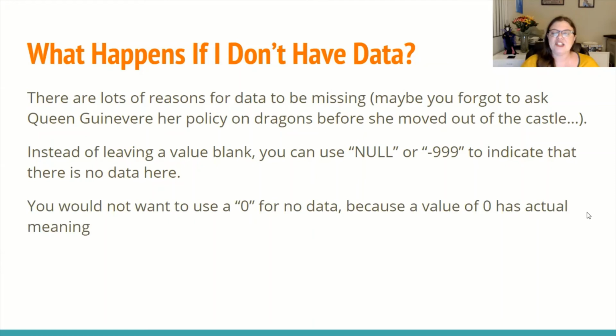But 0 actually has meaning, right? So for example, if the question is number of bathrooms and you don't know, and you put 0, well, that tells me that there's 0 bathrooms in this house, so I don't want to buy this house, right? So you don't want to use 0 unless the actual value is 0. So null is the way to go. Null universally means, no, don't know if there's dragons. Good luck, right?